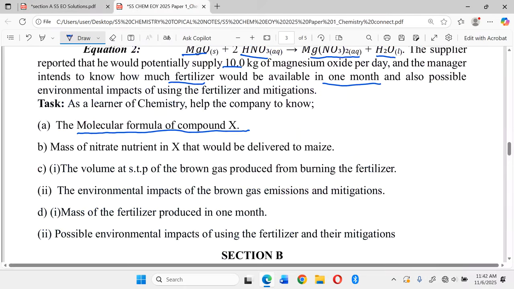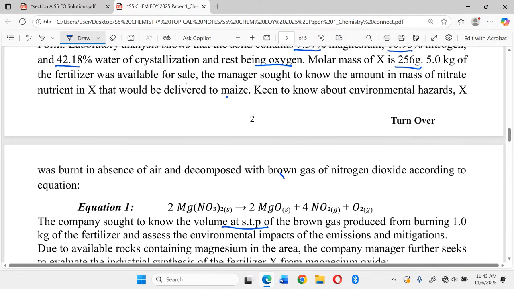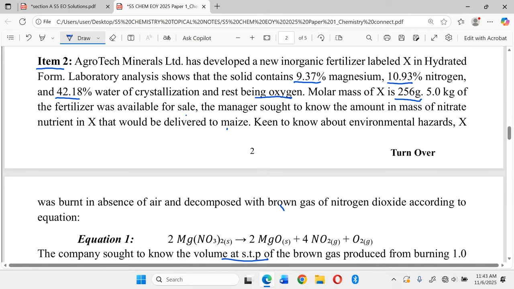I want us to go a little bit back. Here they are saying that, let's go back here in the scenario. As I said, here the molar mass of X is 256. Then 5.0 kg of the fertilizer was available for sale.